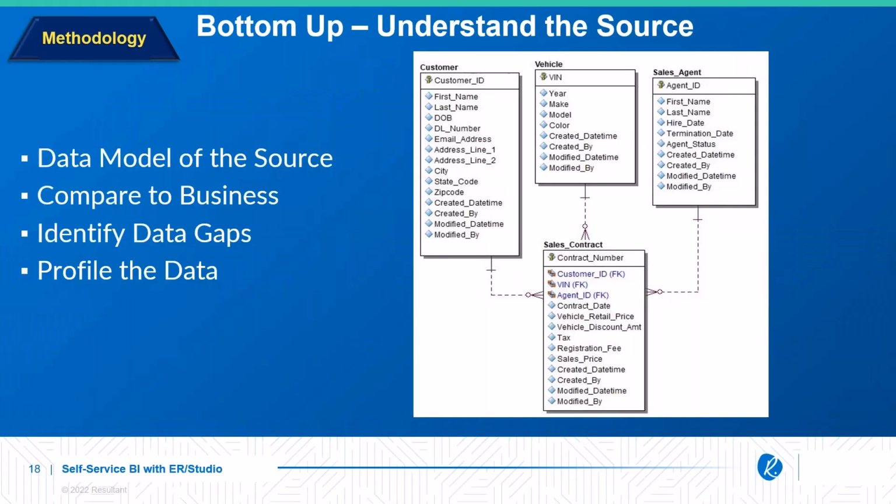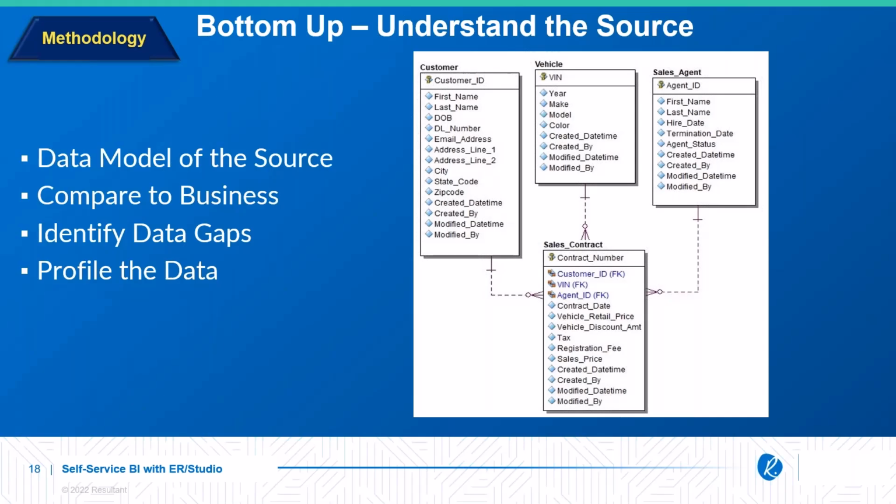So bottom up, we need to be understanding the source at the same time that this is going on. So we want to reverse engineer the data source. So this is what it would look like. And again, remember, I don't know about the dealership. All I know about is customer, vehicle, agent, and a sales contract.